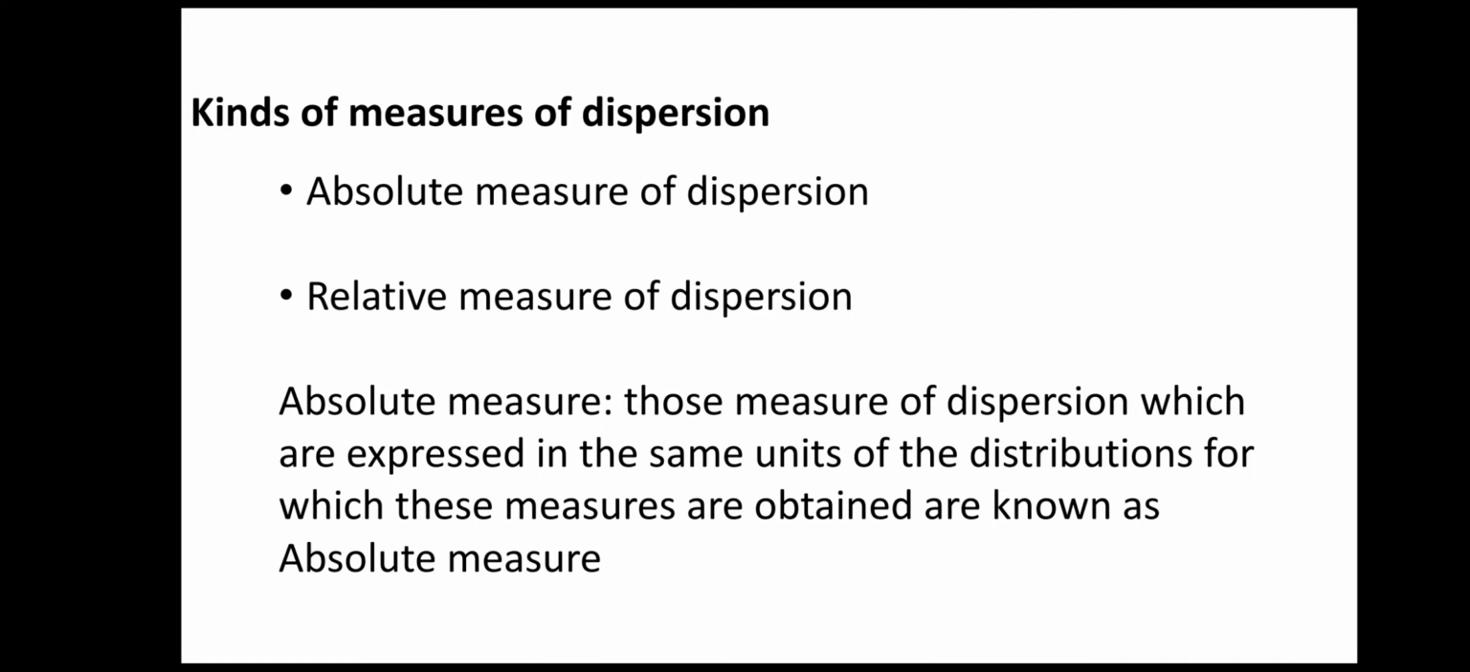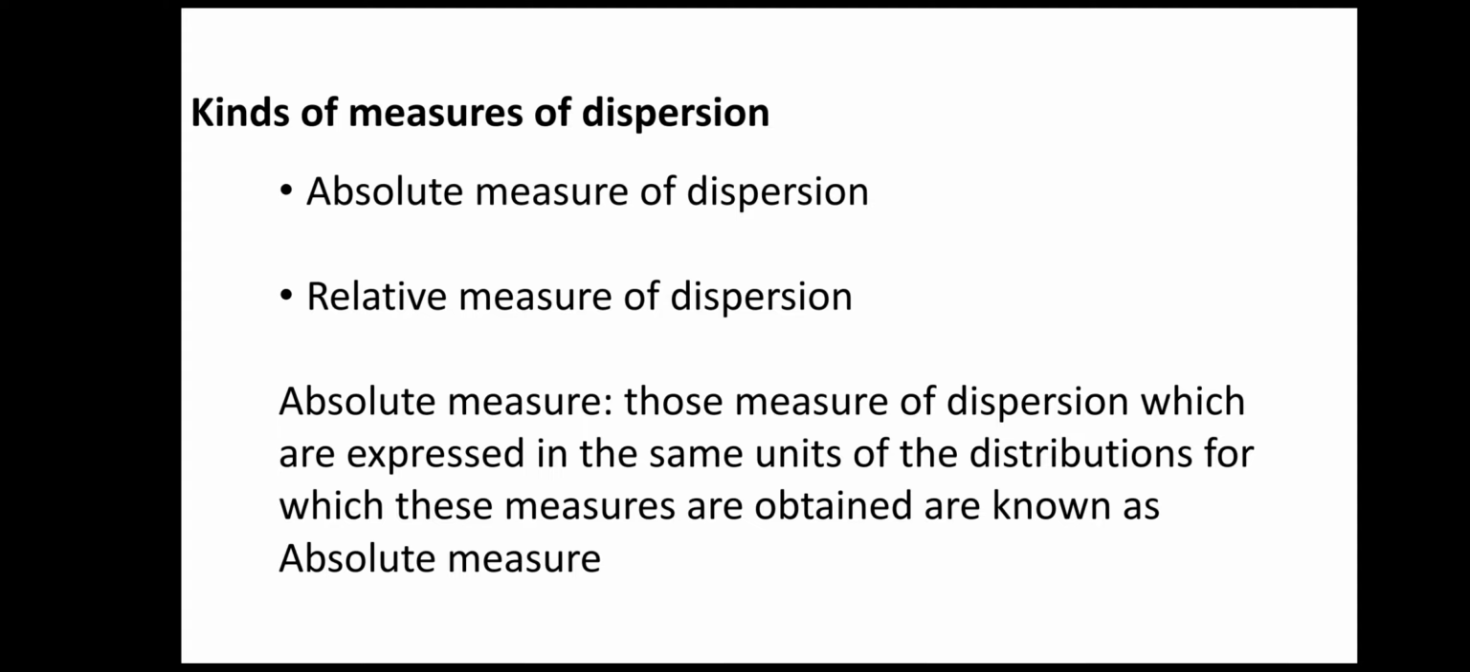analysis. Kinds of measure of dispersion: there are two kinds of measure of dispersion. One is absolute measure of dispersion, next one is relative measure of dispersion. What do you mean by absolute measure? Those measures of dispersion which are expressed in the same units of the distribution for which these measures are obtained are known as absolute measures.